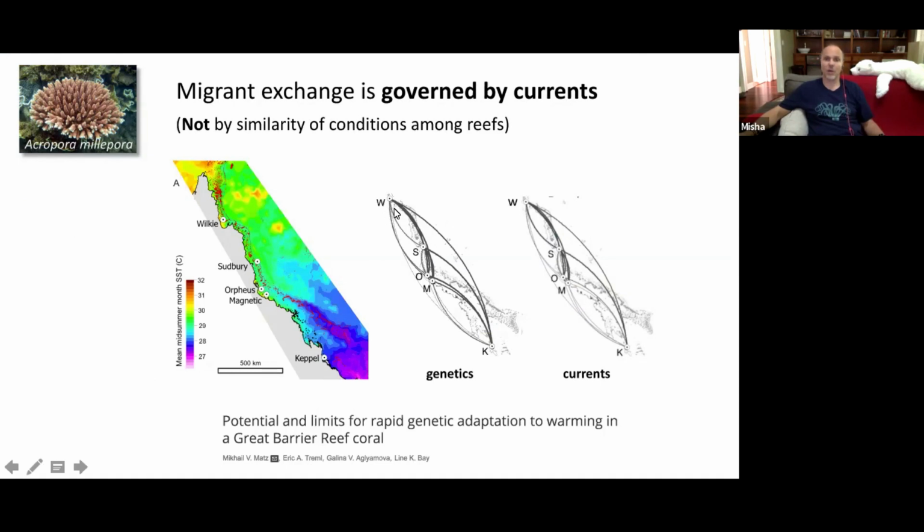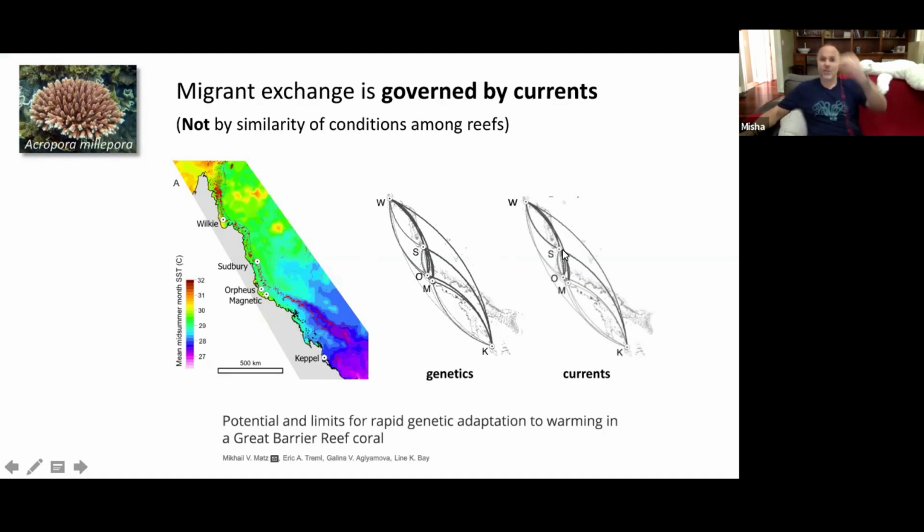You need to read them clockwise, and the thickness of the arc means the intensity of migration. And so this is what we see from the genetics, and this is what the currents are predicting. So it's not actually the same picture pasted twice, I kid you not. It's really very gratifying demonstration that whatever we measure with our genetics actually makes some sense. And what we predict is current patterns.